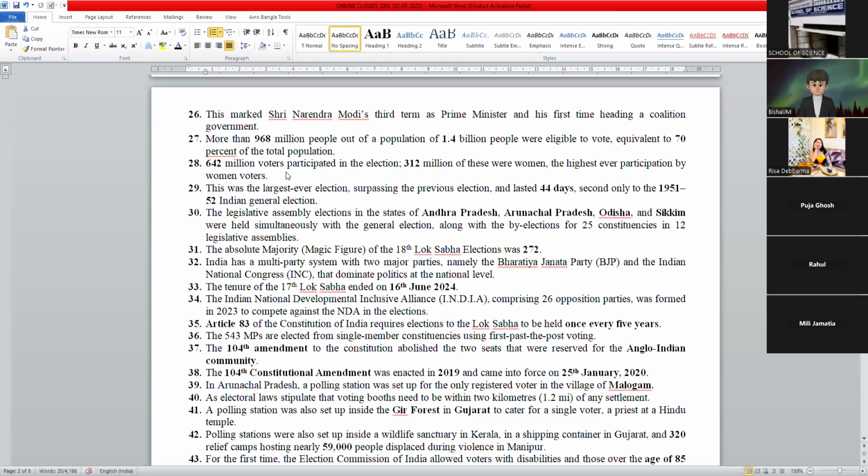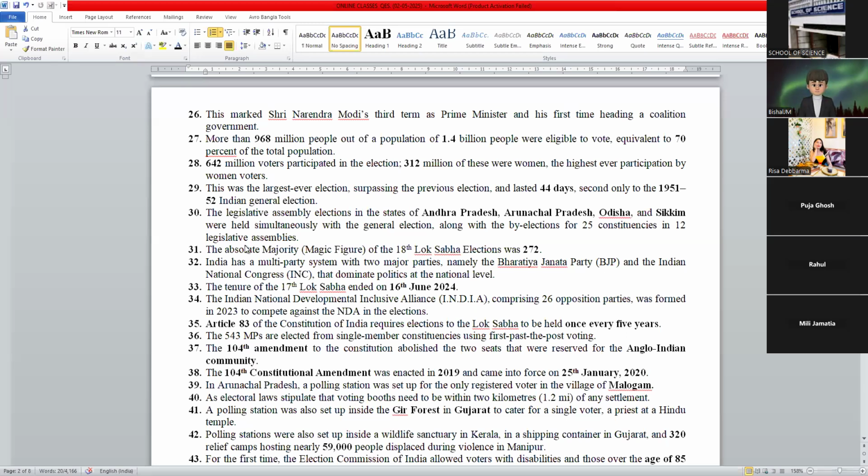Point number 28. 642 million voters participated in the election. 312 million of these were women, the highest ever participation by women voters. Point number 29. This was the largest ever election, surpassing the previous election, and lasted 44 days, second only to the 1951-52 Indian general election.